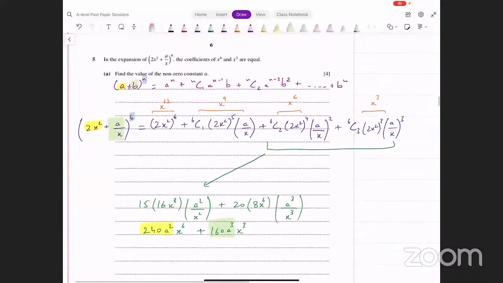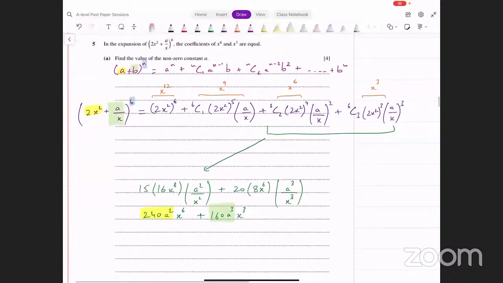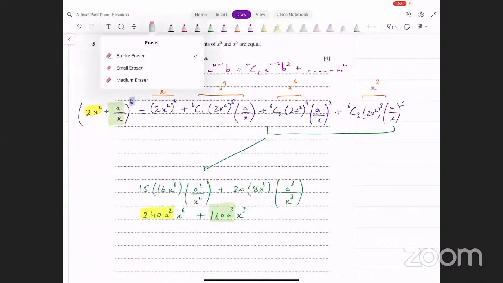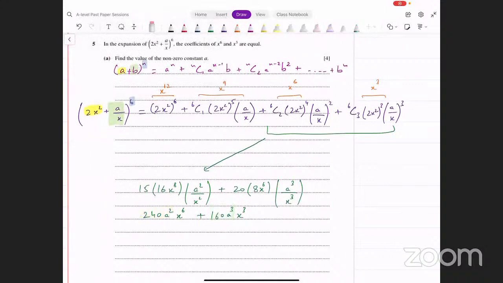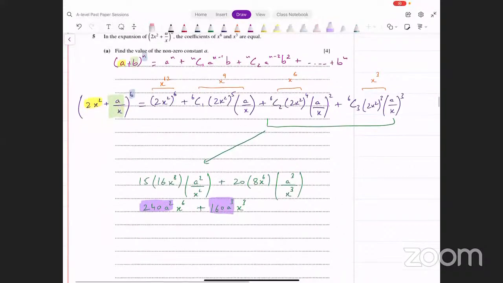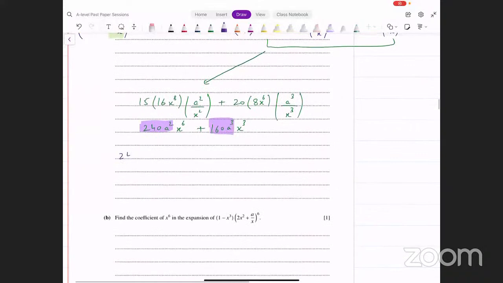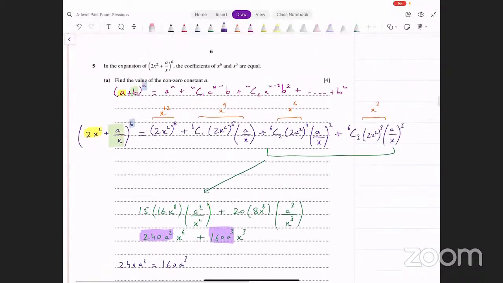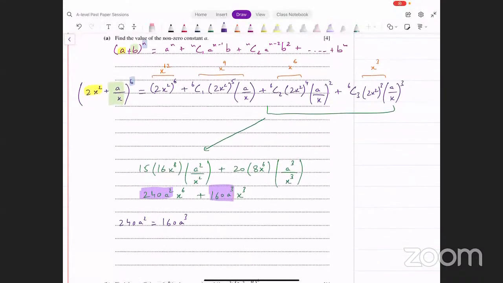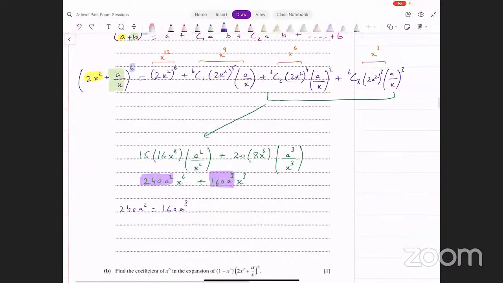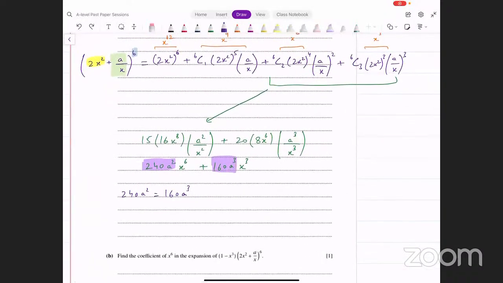ये आपके x raised to power 6 और x cube के कोएफिशिएंट्स है. हम क्या करेंगे? आप सिंपली इन दोनों को इक्वेट कर देंगे, बिकॉज उसने ऊपर यही कहा हुआ था that these two things are equal to each other. This thing here and this thing here, they are equal. इन दोनों को इक्वेट कर दें. We have 240 a square equals 160 a cube. a उसने बताया 0 तो हो नहीं सकता, तो आप क्या कर सकते हैं? इसको डिवाइड कर सकते हैं.